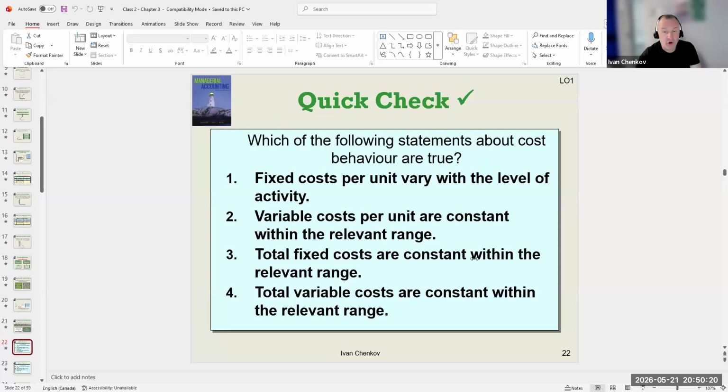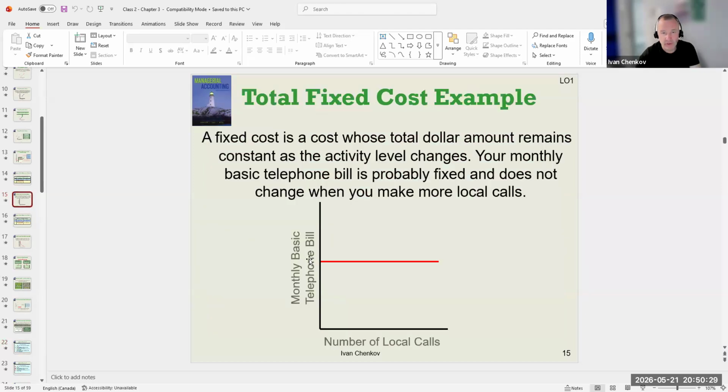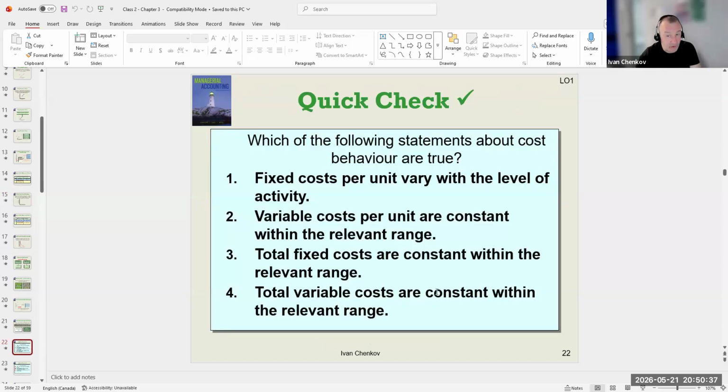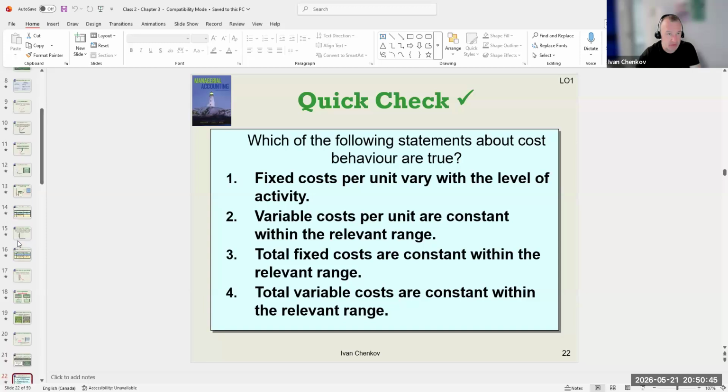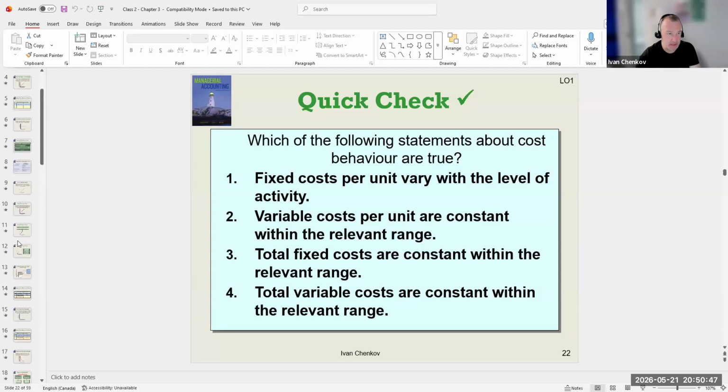Total fixed costs are constant within the relevant range. Is that true or not? Total fixed costs, relevant range, stable. Flat line. How about total variable costs are constant within the relevant range? Is that true? Let's see what the total variable cost does. No, that's false. Yes, it is false.